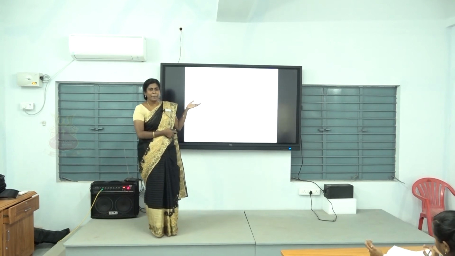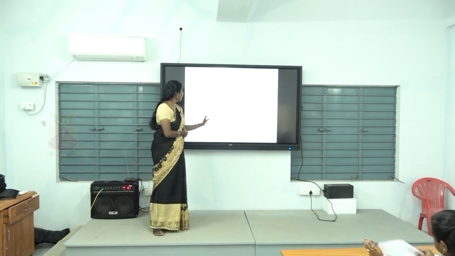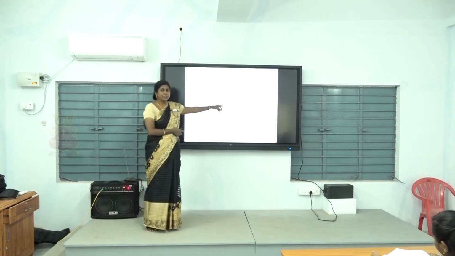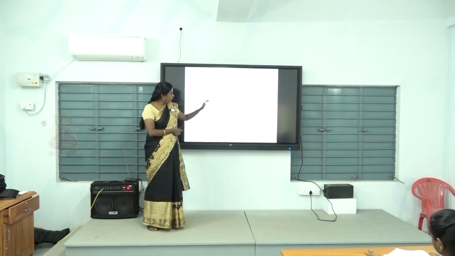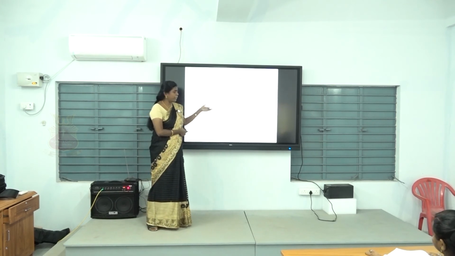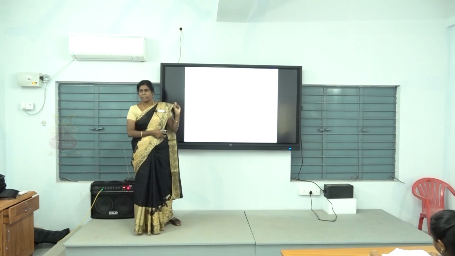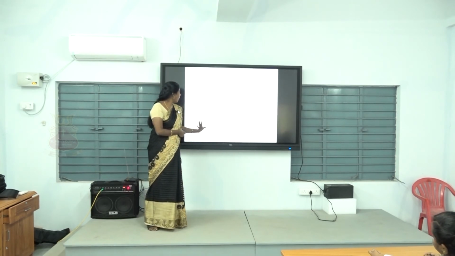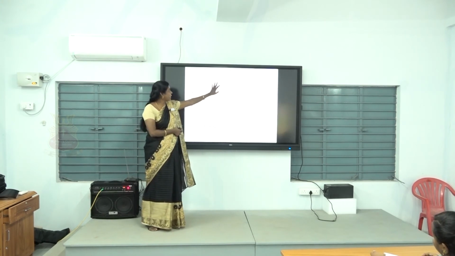What's the formula? Fixed cost divided by contribution per unit. Here fixed cost is 5 lakhs divided by contribution. Contribution is not given in the problem directly, so we have to calculate it. How to calculate contribution? We can adopt any one of the formulas. What formula? Sales minus variable cost, or fixed cost plus profit.